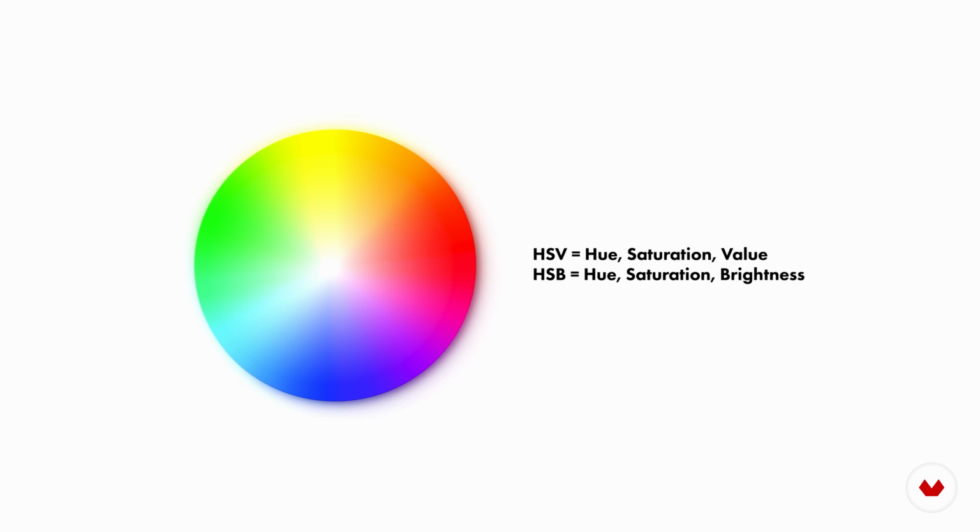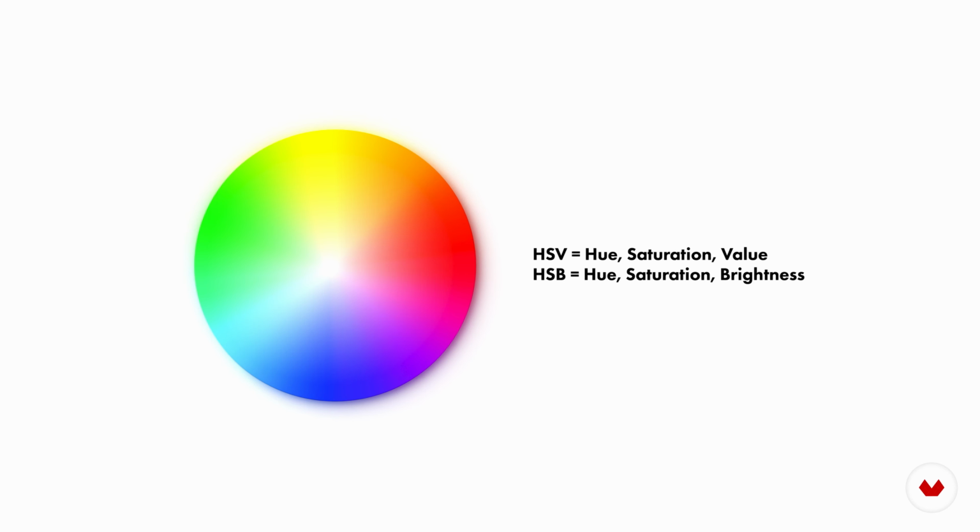In the 1970s, a new color wheel was designed to more closely align with the way human vision perceives color-making attributes. The HSV color wheel will be familiar to you as it's used in most computer programs today. HSV stands for Hue, Saturation and Value, and is also known as HSB, Hue, Saturation and Brightness.